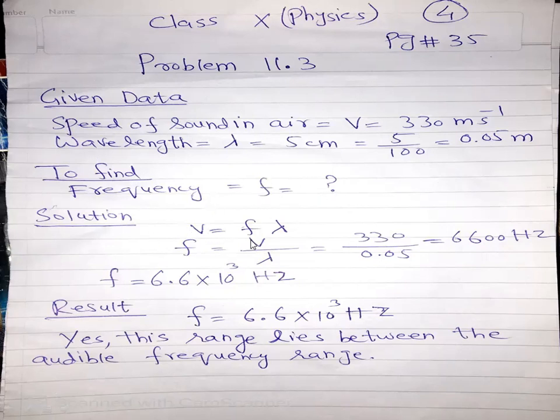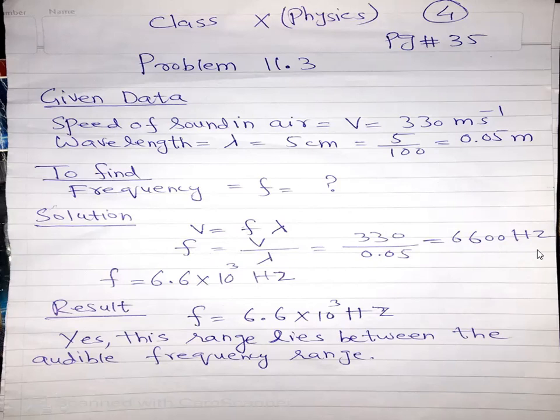We have already discussed this formula in our previous chapter, chapter 10. So V is equal to f lambda. Separate out f because we want to find the frequency. So f equals V divided by lambda. Just plug in the values: V is 330 and lambda is 0.05. You will get 6600 hertz. And the unit of frequency is hertz.